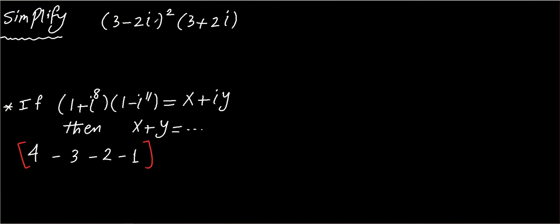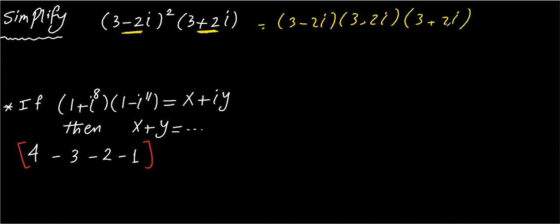Simplify 3 minus 2I all power 2 times 3 plus 2I. If you look carefully here, you can find that the two expressions inside the first bracket and second bracket are conjugate. We can split the first power: if you have a power 2, you can write a power 2 equals a times a. We can write the bracket power 2 as the bracket times itself, 3 minus 2I times 3 minus 2I, and the second bracket 3 plus 2I. Here the third and the second brackets are conjugate.